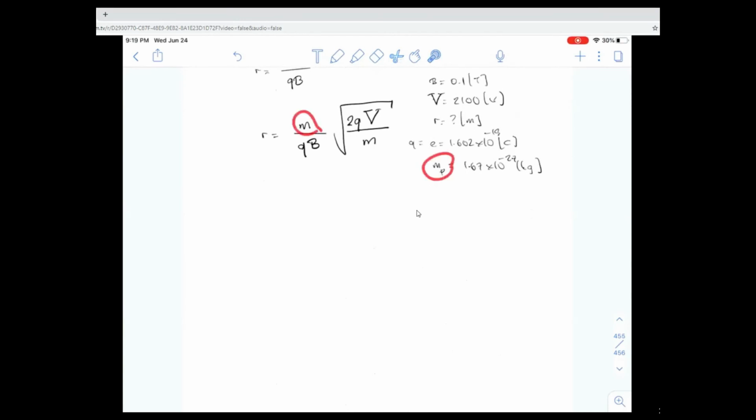All right, so M is here, Q is here, B is here, and we also got the voltage. Cool, I'm good. I'm about to do something. I'm afraid to do it because some of you get confused so easily, especially the community college students.